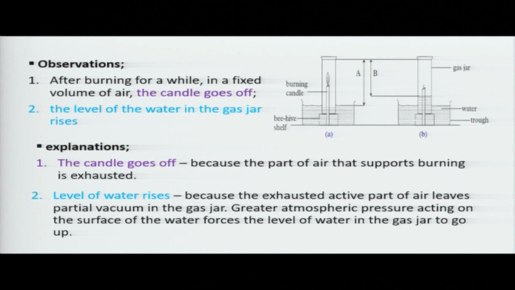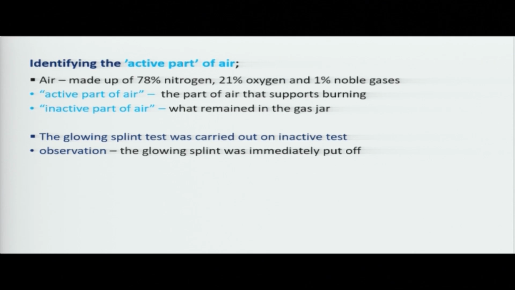So you notice we haven't actually identified what exactly that part of air supporting burning is. We've noticed that the candle goes off because the part of air that supports burning has been exhausted. So how do we come to know whether that part of air is nitrogen, oxygen, or whichever? How do we test the presence of that part of air? That is identifying the active part of air that supports burning.